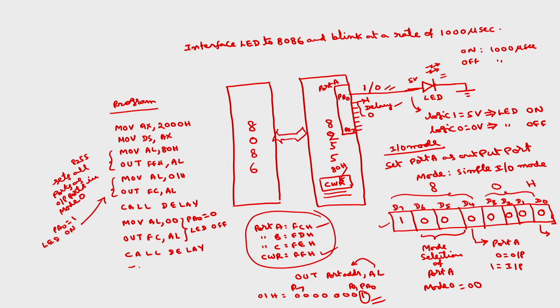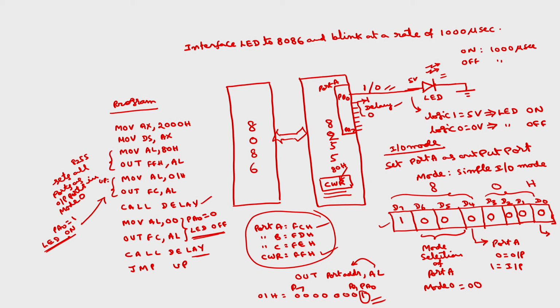Then unconditional jump to up. So this up will be at this instruction. So that again AL will be taken as 0 1, it will be outputted onto port A. So LED will be on. After some delay, LED will be off. After some delay, again because this will go here, LED will be on, off. This will be on and off with a rate of the delay that is provided by this subroutine.